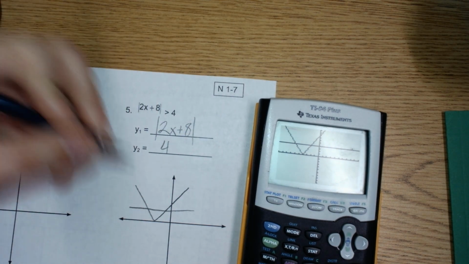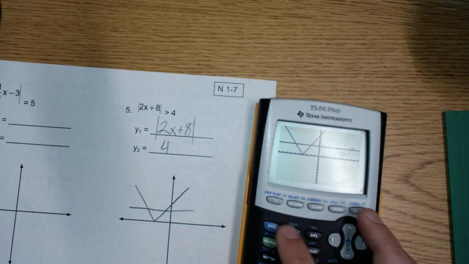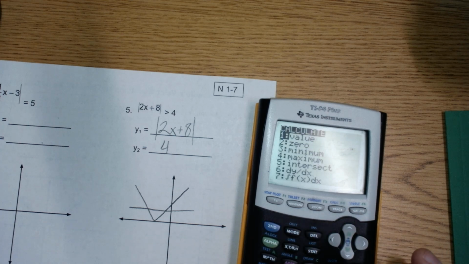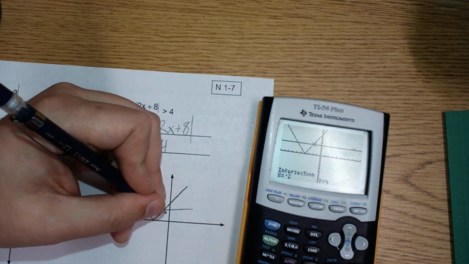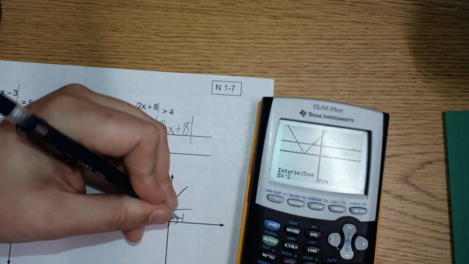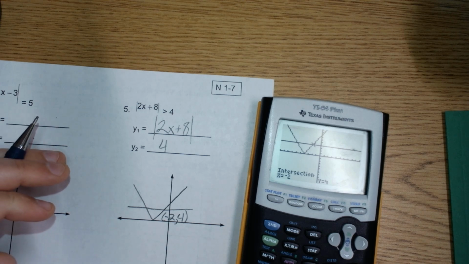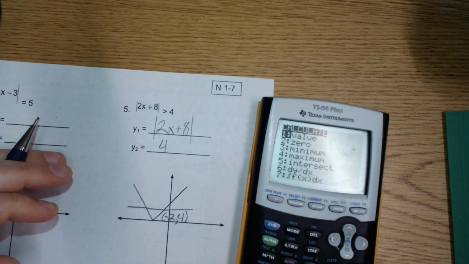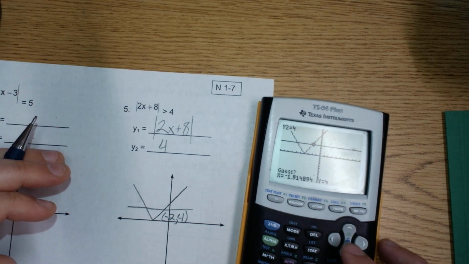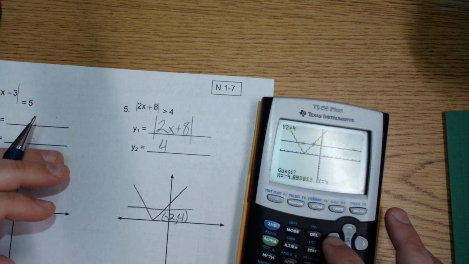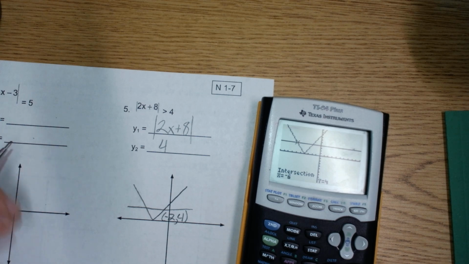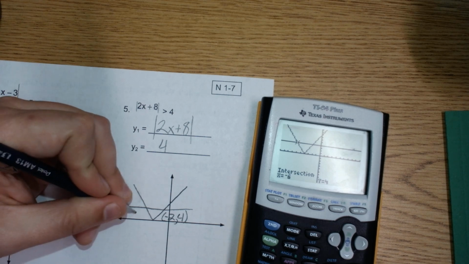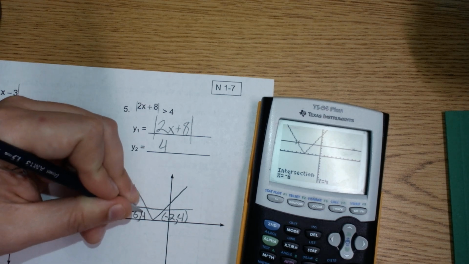My line of y equals 4. Then I'll do second, and calc or trace, 5, enter, enter, enter. That gives me my first intersection as -2, 4. And then do that again. Enter twice, but on the guess I need to move over towards this other one, and it gives me an intersection of -6, 4.